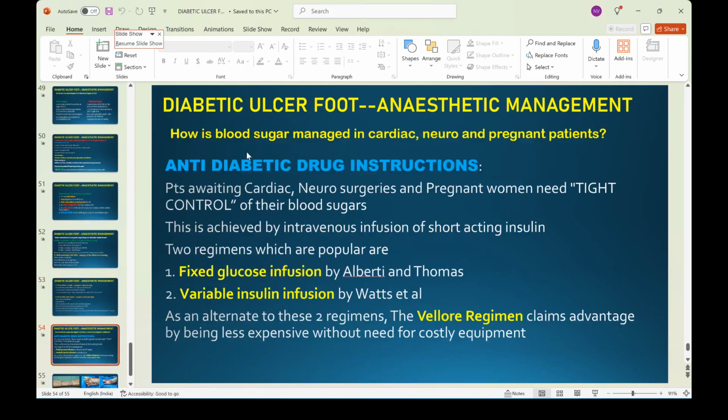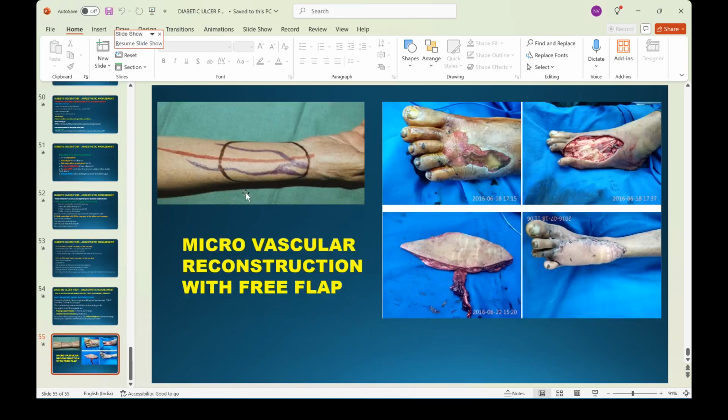And how is blood sugar managed in cardiac, neuro, or pregnant patients? It is by continuous infusion and a strict drug regime. And this is called the tight control of blood sugar. There are two methods. One is called the fixed glucose regime by Albert and Thomas, variable insulin by Watts, and of course, the Leuven regimen is also there.